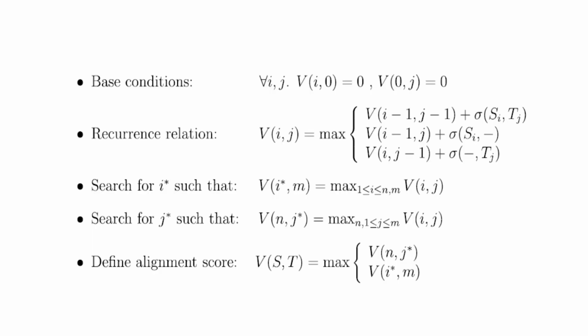So, these are the conditions of the recursion, and how to calculate. As we have seen, the base condition is that for all values of i and j, it shall be 0, and the recursive condition is similar to global alignment. Again, one has to search for the i star and j star values, which maximize V(i,j), and finally find the optimal alignment score V_ST, which is the maximum of V(n, j star) and V(i star, m), that is, the last row and last column.